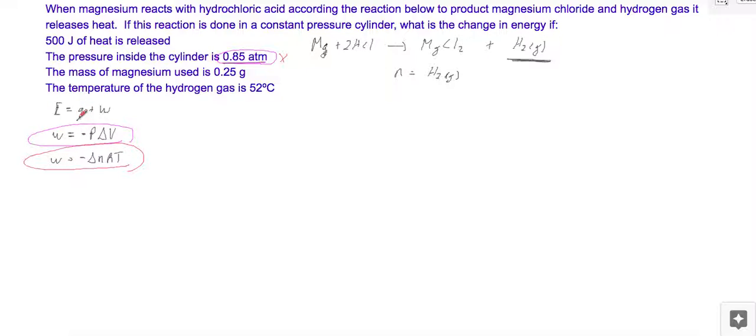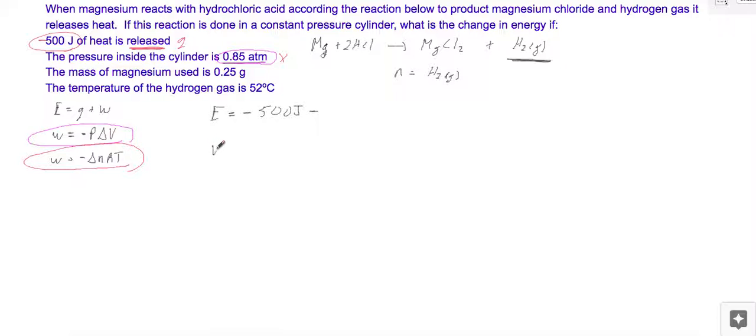Oh, and I should say then that Q is given to us. That is our heat. Notice that it says the heat is released, so that means that this is a negative value, negative 500 joules. And we need to get work in joules as well. And there's a couple different ways to do that. I'm going to show them both here in a second. So we need to calculate work because we have energy is equal to negative 500 joules minus whatever we have.